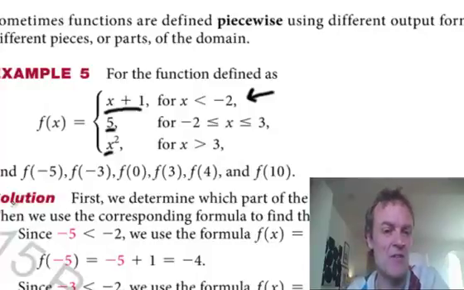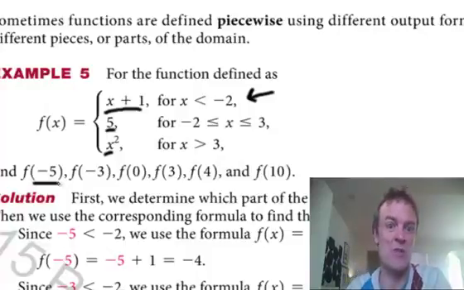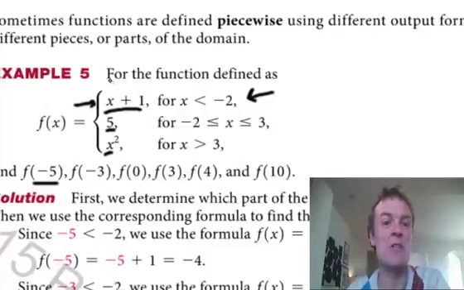What we're saying here is find f of -5. If x is -5, which one of these three parts am I going to use? Well, -5 is less than -2, so I'm going to use this one. So, if x is -5, I put it right there. What's -5 plus 1? It's -4, and that's the answer. I just put -5 where the x is.